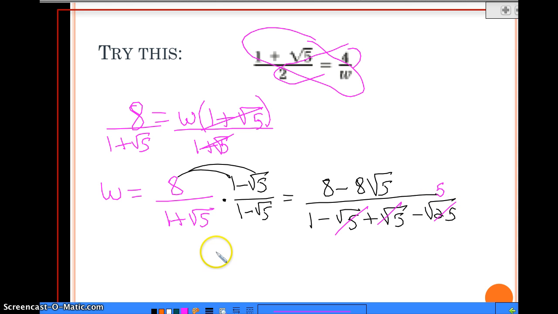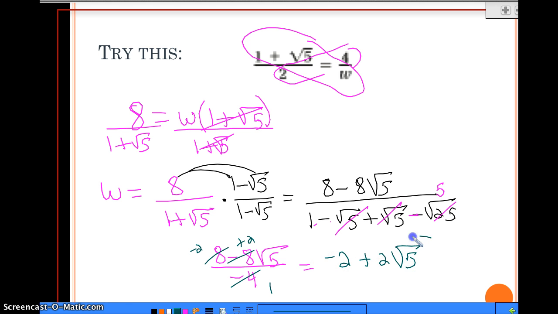We end up with 8 minus 8 root 5 all over 1 minus 5, which is negative 4. All the coefficients can be divided out by 4. You divide that by 4, let's do negative 4. Negative 4, negative 4, so we end up with negative 2 plus 2 root 5.